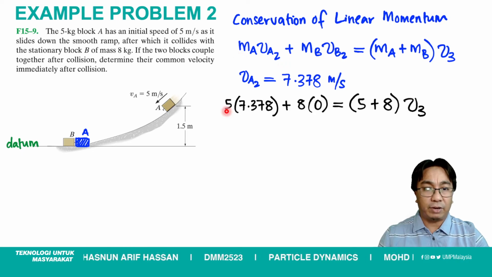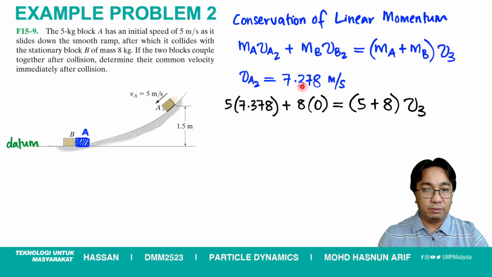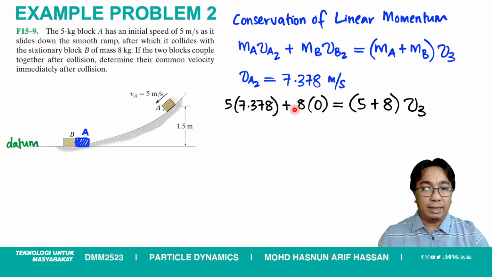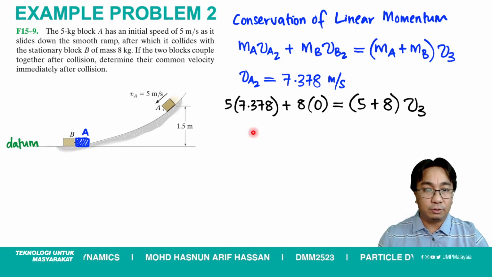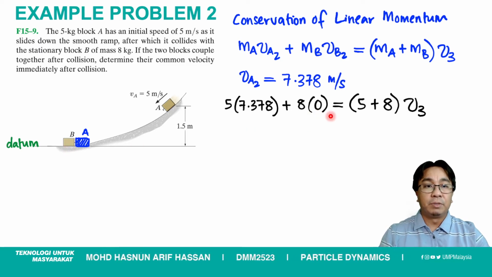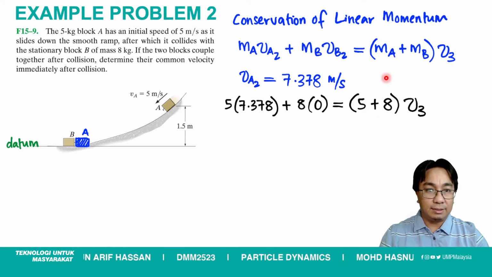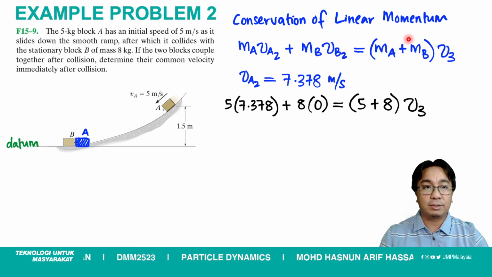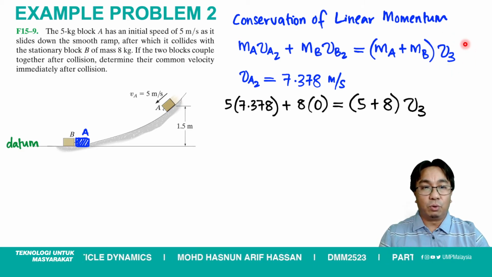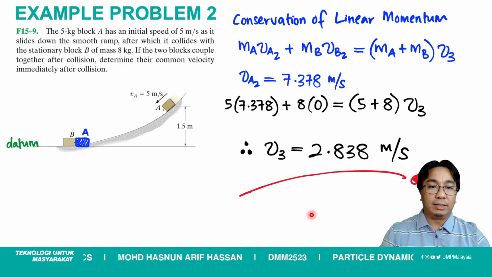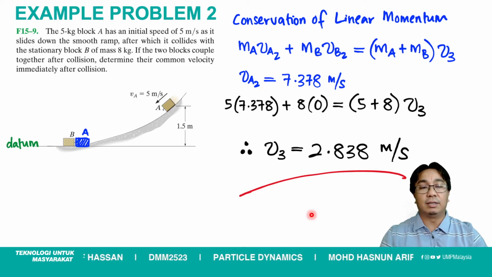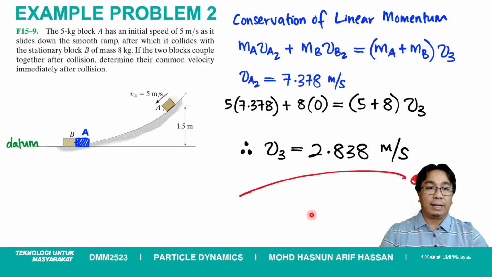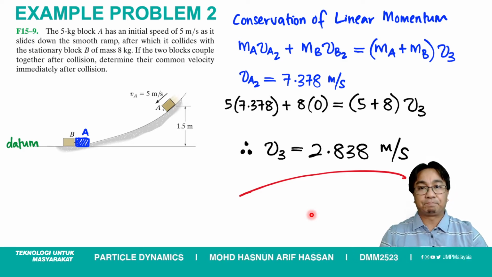So from here we have 5 times VA2, 7.378, plus 8 times VB2, the mass of block B, and initially block B is not moving, so it will be multiplied with 0, equals 5 plus 8, the mass of both blocks, multiplied with V3, the velocity that we want to find. So in the end, we will get the velocity of both blocks after the impact moving together. V3 is equal to 2.838 meters per second.